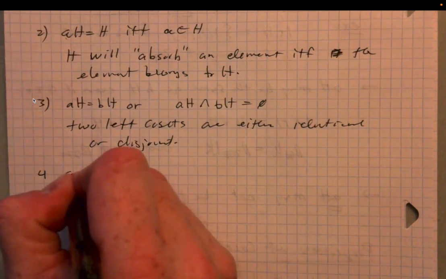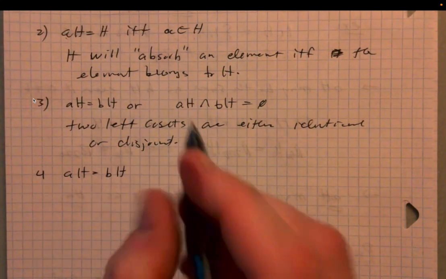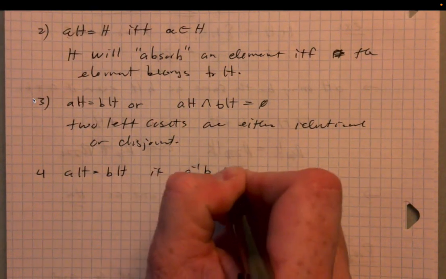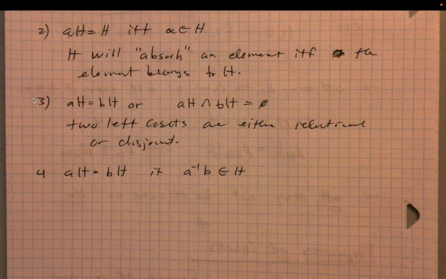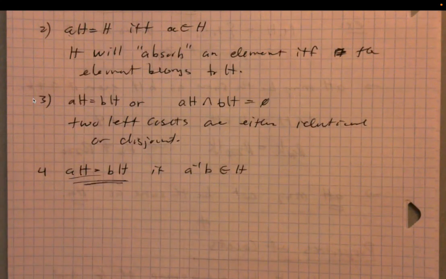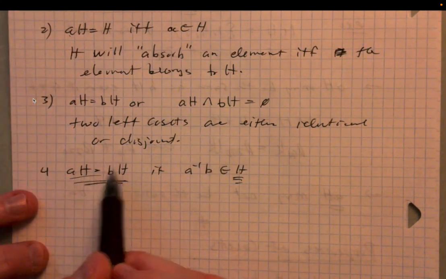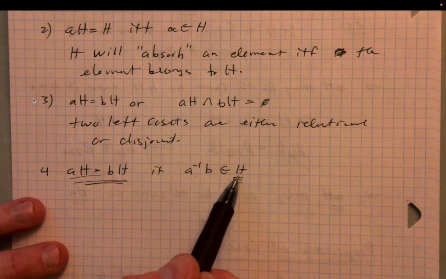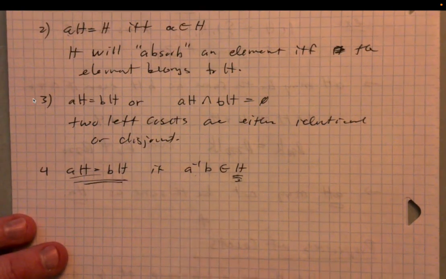4, we said AH equals BH if and only if A inverse B is in H. What is that one all about? Well, this one can't be summed up in a nice little neat expression, but basically what this is doing is showing us how we can transfer a question about equality, AH equals BH, to a question about H itself. So if I want to know if two cosets are equal, I just need to know if a particular element is in the set itself, the set H.